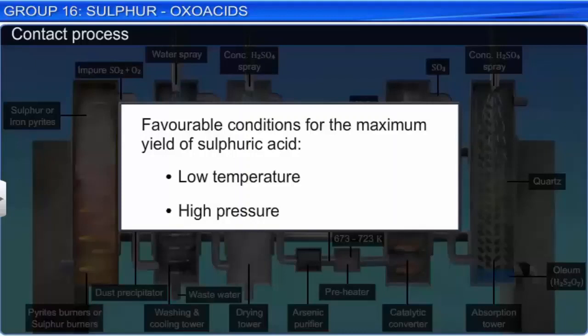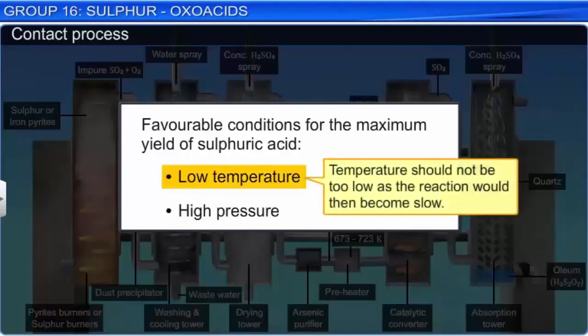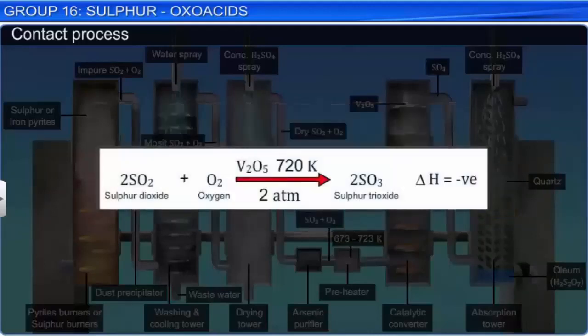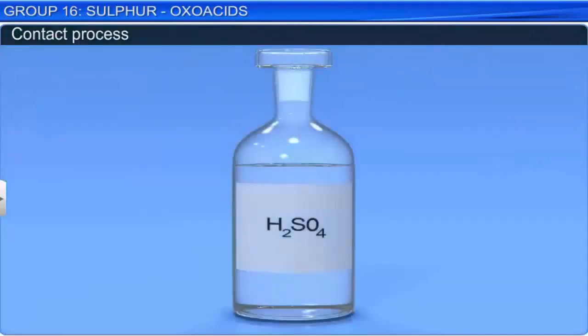However, the temperature should not be too low, as the reaction would then become slow. In practice, the reaction is carried out at a pressure of 2 atmospheres and a temperature of 720 Kelvin. The sulfuric acid obtained by this process is 96 to 98% pure.